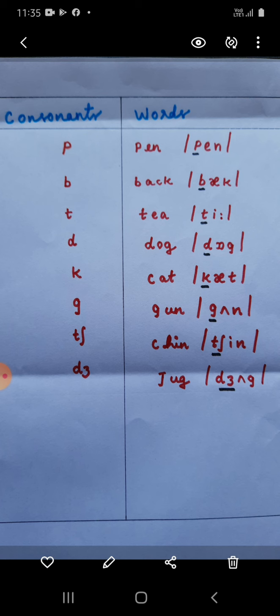So the fourth sound we have already understood, that is D sound. The first sound is P, the second is B, third is T, and the fourth one is D sound. Clear? Now we will handle with K sound. K. Writing style again I am saying alphabet K, and we are pronouncing it as K sound. Clear? The example provided here is cat. C-A-T, cat. And you can see that C is pronounced as K sound.